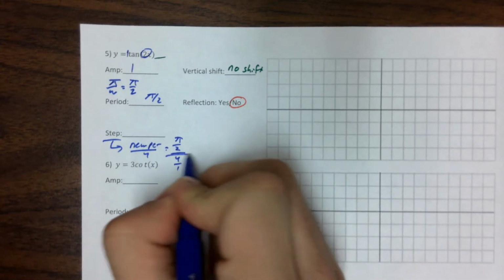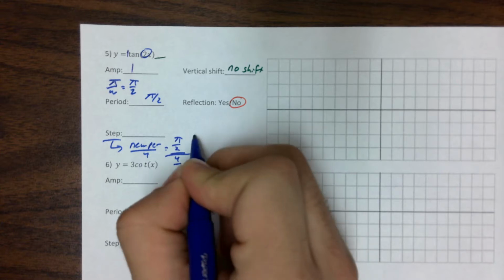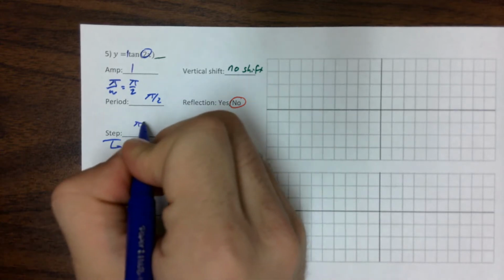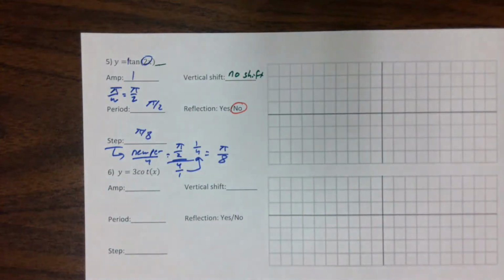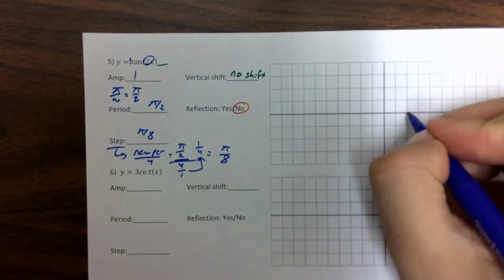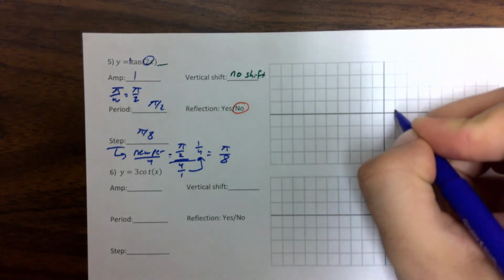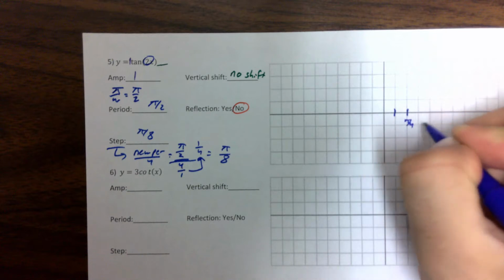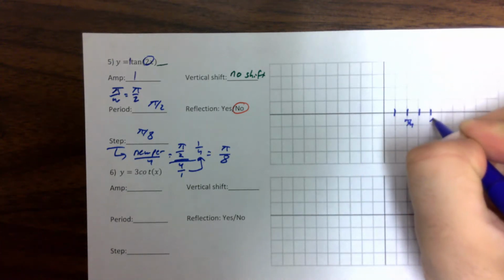I'm going to turn both of these into fractions. So this is 1 over 4 times pi over 2, which comes to pi over 8. Now I'm going to set up my step. I'm at 0, and here's pi over 8. I'm not going to mark each one. Pi over 8, this would become pi over 4, and that would become pi over 2.